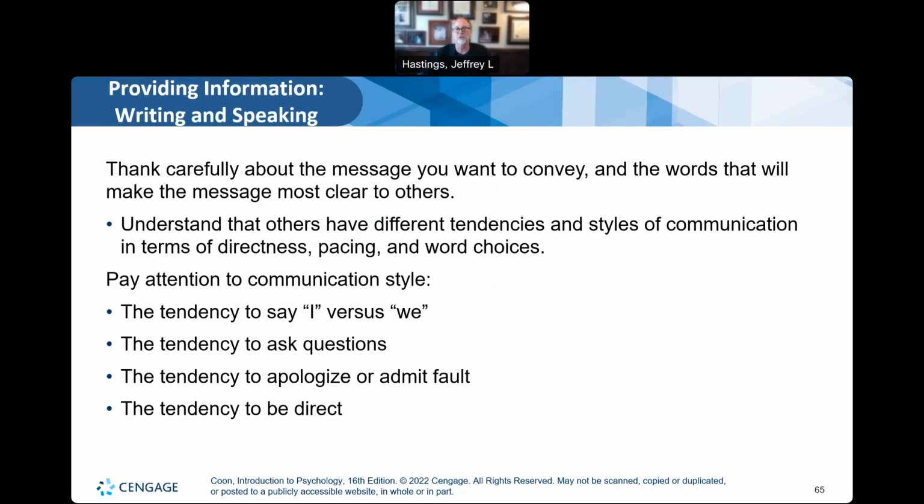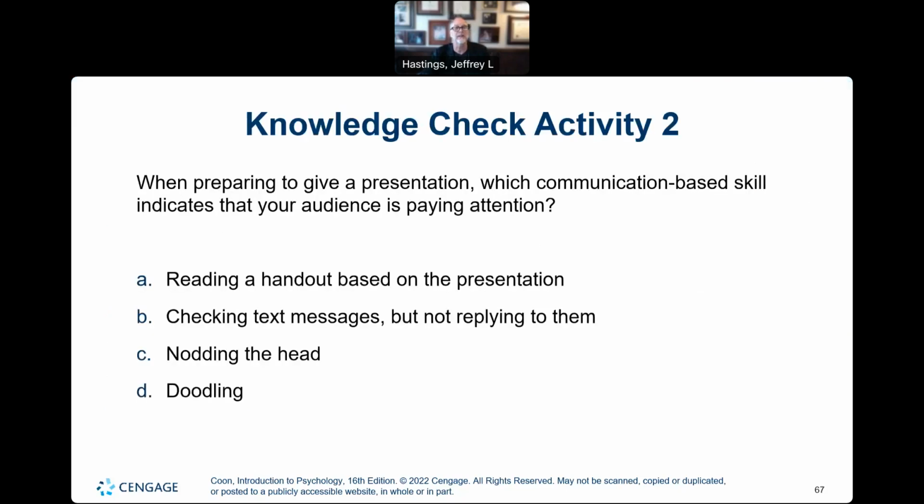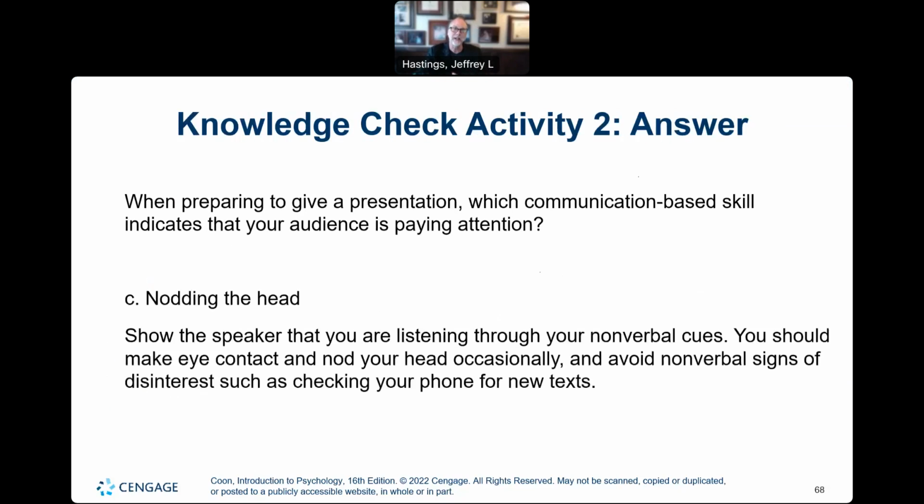It allows you to have a better conversation, more open, not pointing the finger. So just understanding what that I or we instead of you may mean is a real important thing to understand. Then you get into the impression you're trying to convey; you can read more about that later. When preparing to give a presentation, which communication-based skill indicates your audience is paying attention? When you have an audience and they're paying attention, they're either nodding their head or taking notes, things like that. That's a nonverbal cue that they're focused and paying attention.